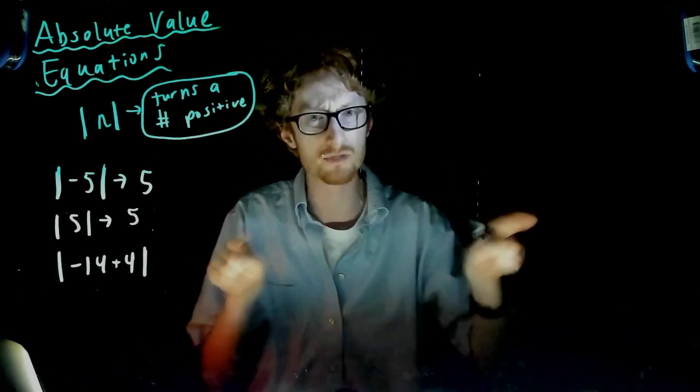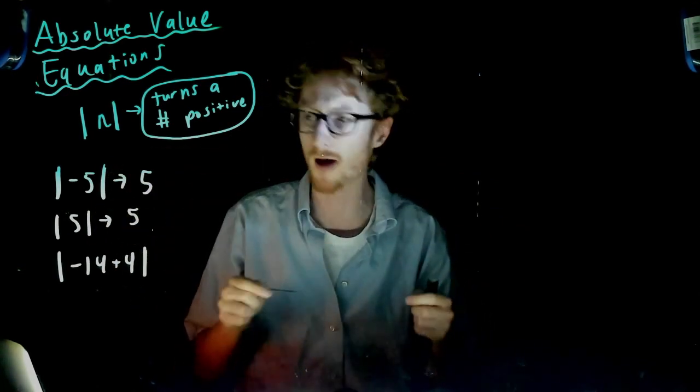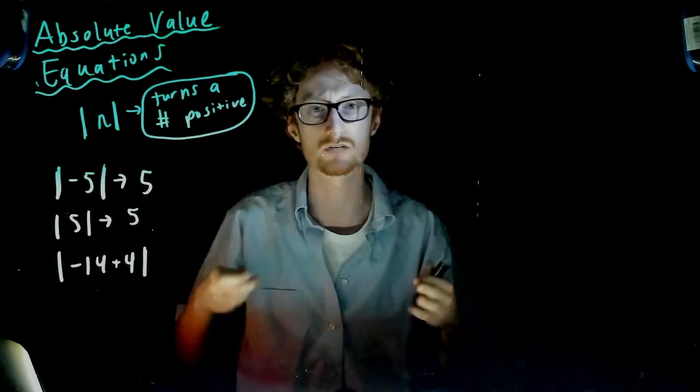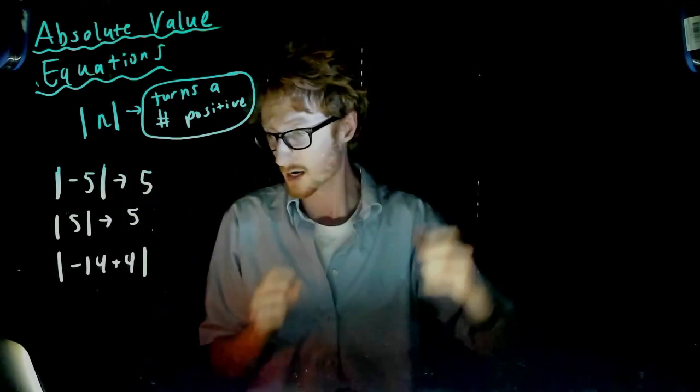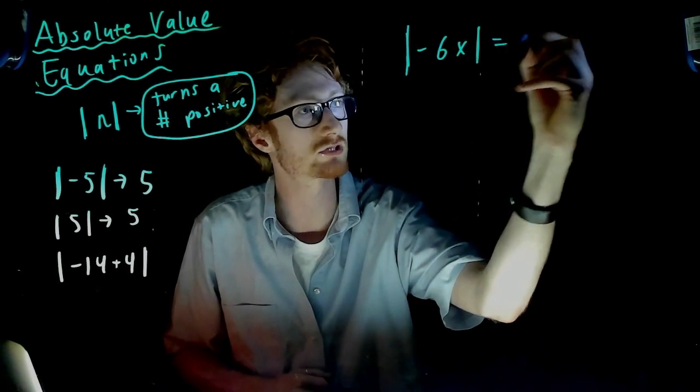So how we do it with equations is very similar. However, you have to break it up into two different things because essentially you can have two separate inputs giving you the same output, right? So I can have a negative and a positive version of the answer that still work. So for example, let's say I do something kind of basic. Let's do the absolute value of -6x equals 30.